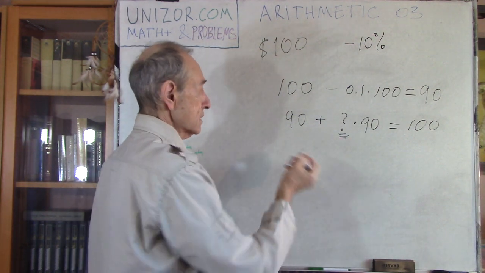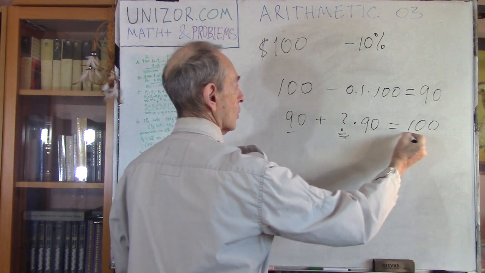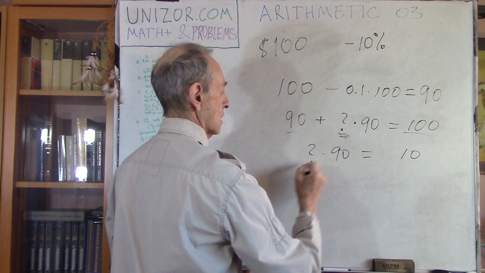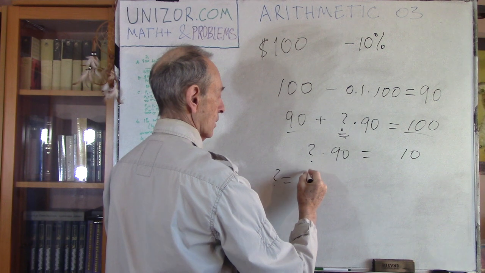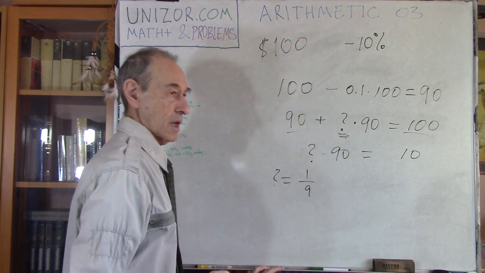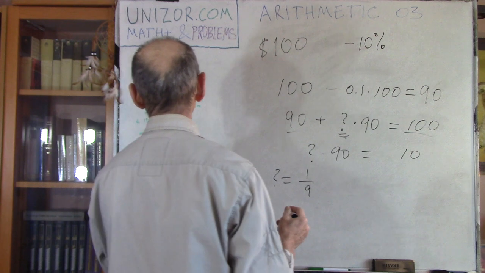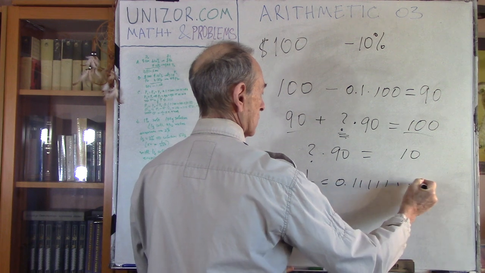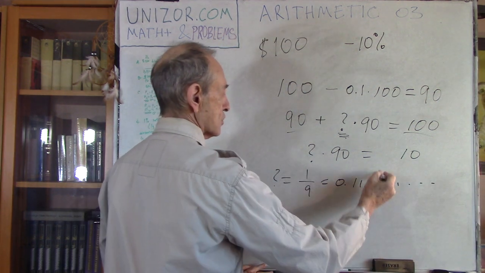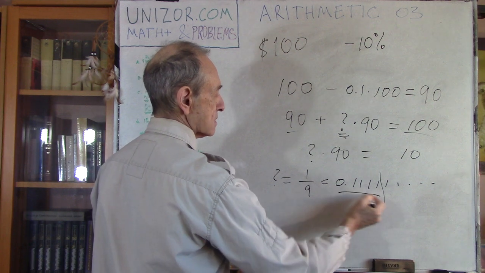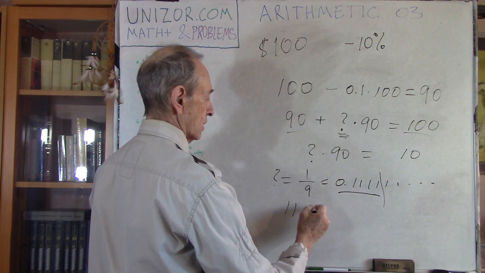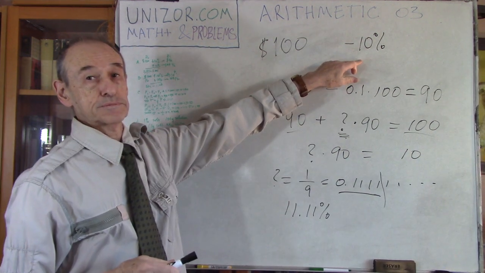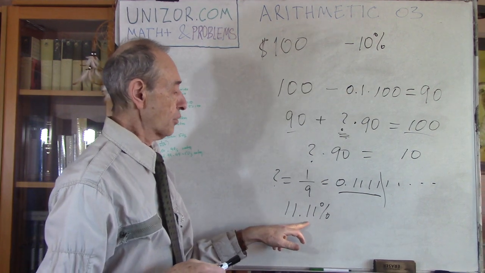factor? Well, that's simple arithmetic. 90 goes to here, that would be 10. This is 90 times, so the question mark is equal to 1/9. Now, 1/9 is what? 0.1111111 up to infinity, right? So let's just cut it somewhere. So approximately it's this. In percentage, it's 11.11%. So after it goes down by 10%, it should go up by 11.11.